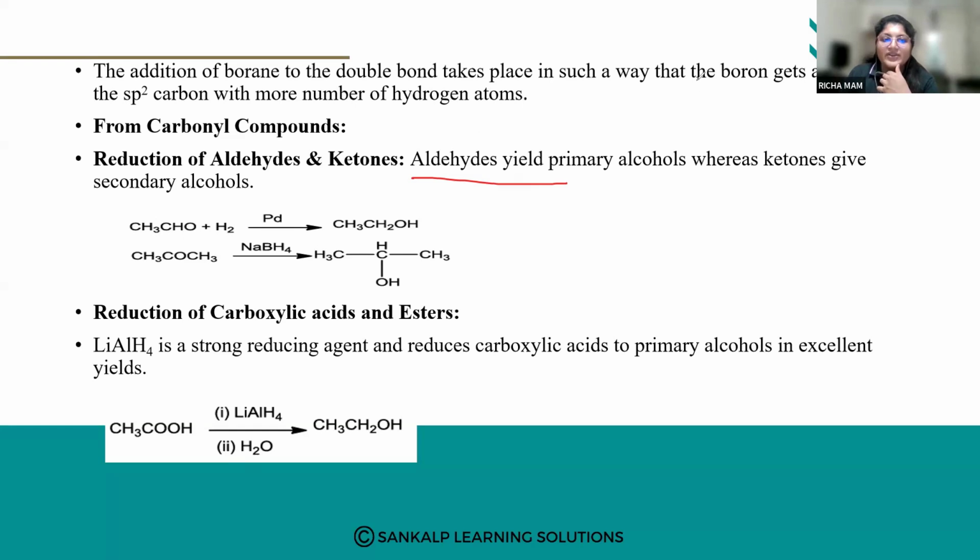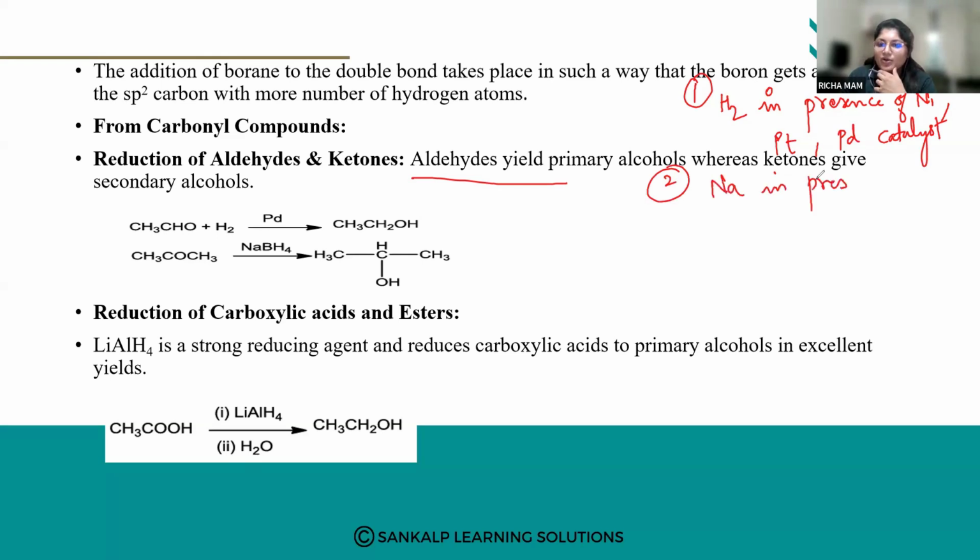Which reducing agents can we use? Make a note. We can use hydrogen in presence of nickel, platinum, and palladium catalyst. Then we can use sodium in presence of alcohol.